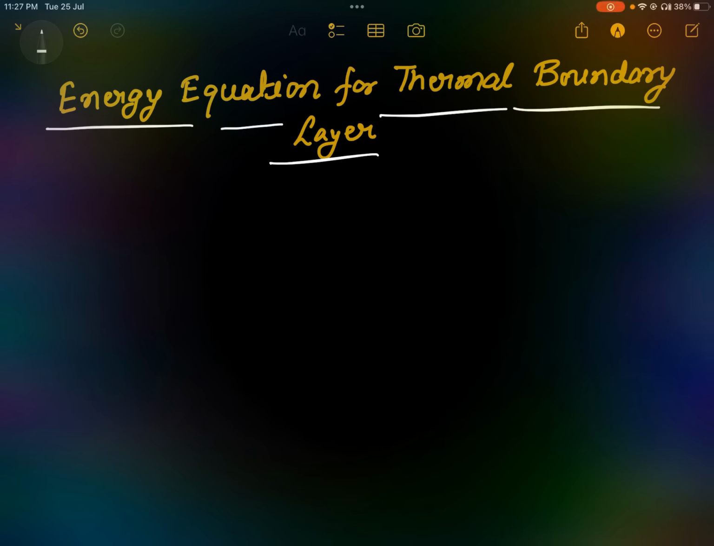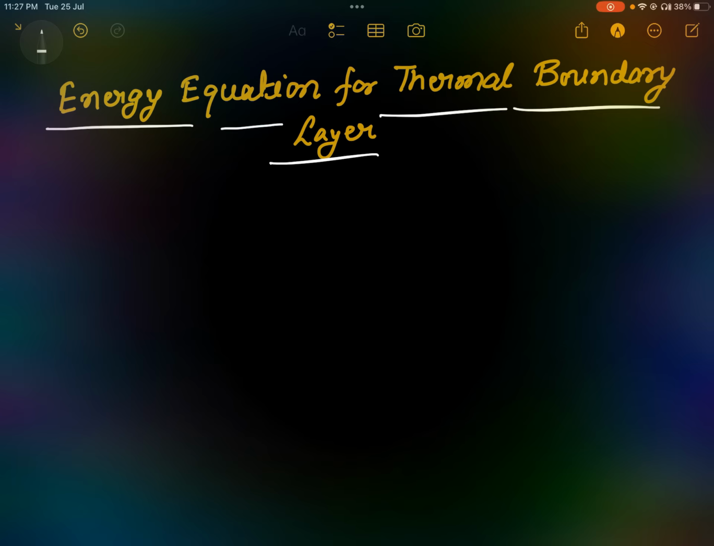Hello friends. So as we have understood the concept of the momentum equation in hydrodynamic boundary layer, by that momentum equation we have found the velocity profile inside the hydrodynamic boundary layer. So similarly, because there is also formation of the thermodynamic boundary layer or thermal boundary layer, we'll also find here the energy equation for the thermal boundary layer, and by applying that energy equation, we'll try to find out the temperature profile inside the thermal boundary layer.